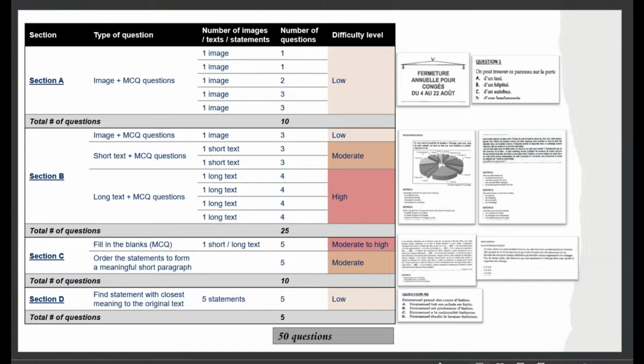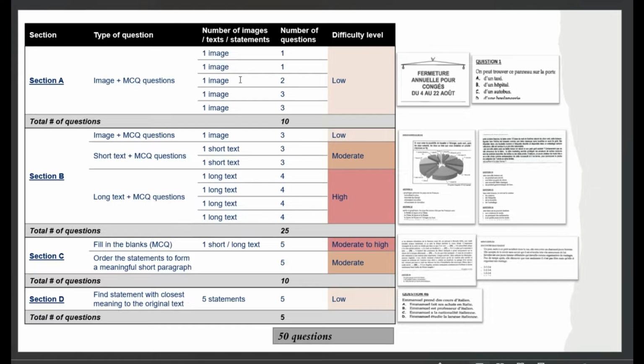As I said earlier, questions do repeat across all the sections. So for section A, if you do all the mock tests, you may actually come across 1 or 2 images which would be familiar. And for section B, you are going to find a lot of short and long text on TEF Academy. When you register on TEF Academy, you will get access to about 5 to 10 mock tests. But apart from that, you will also have access to about 100 long or short texts.